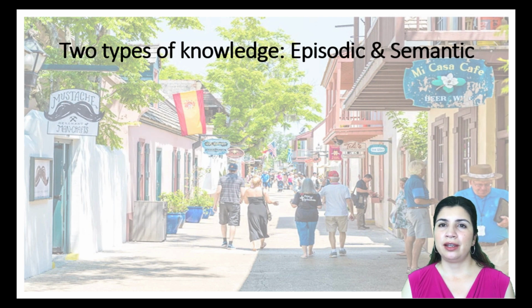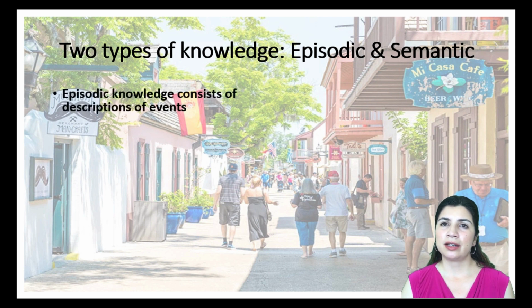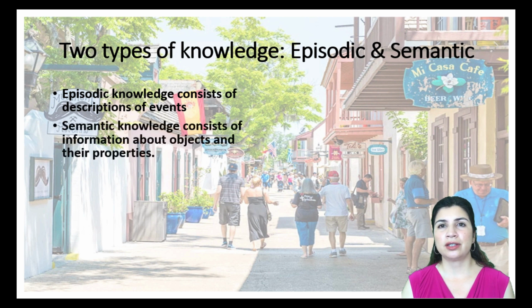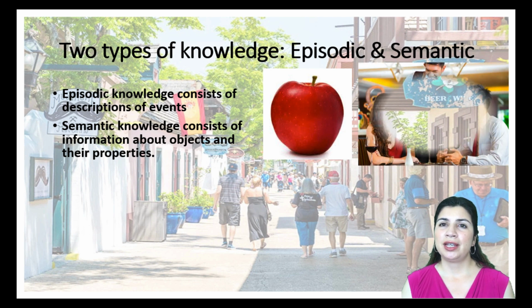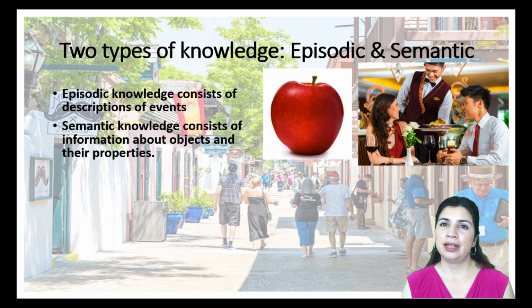Knowledge is subdivided into two types, episodic and semantic. Episodic knowledge consists of descriptions of events, whereas semantic knowledge consists of information about objects and their properties. If you see an apple, the semantic knowledge will be activated that this is an apple. However, if you see an image of a person bringing plates of food to a table in a restaurant setting, the episodic knowledge, this is a server bringing food to restaurant customers, will most likely be retrieved.